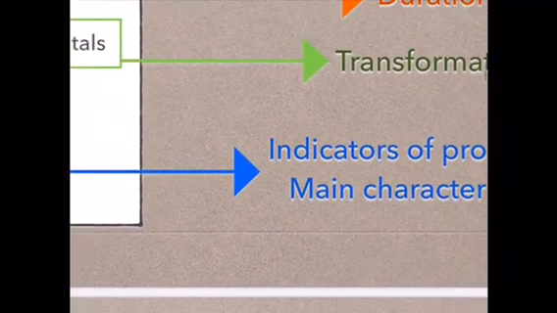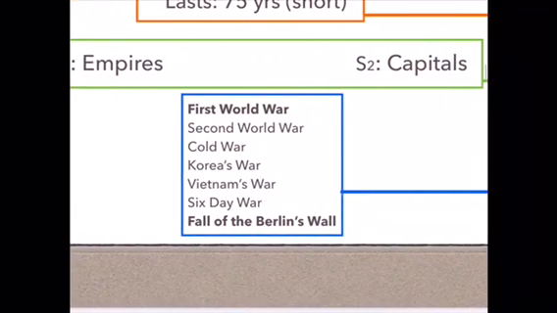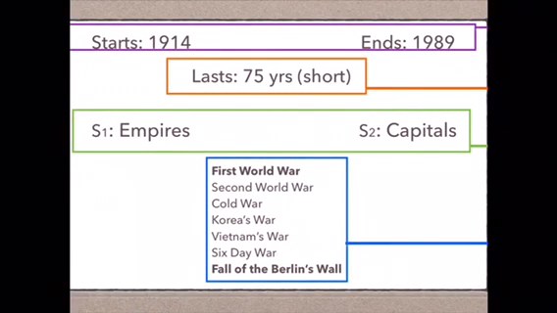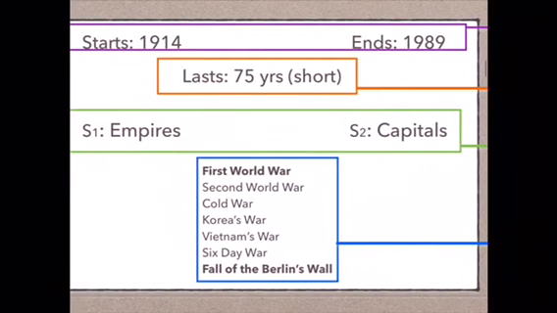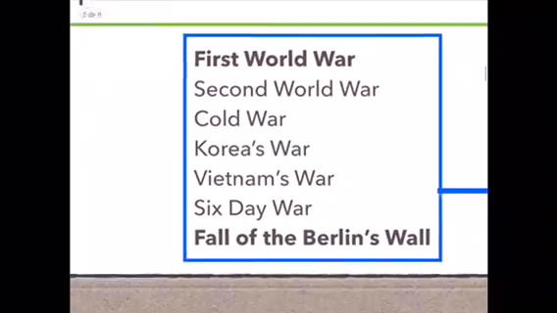In the part of the indicators of processes or the main characteristics, I want you to really highlight what event or what characteristic is going to be talking about the start of the century. So in here it is the First World War, and the end.